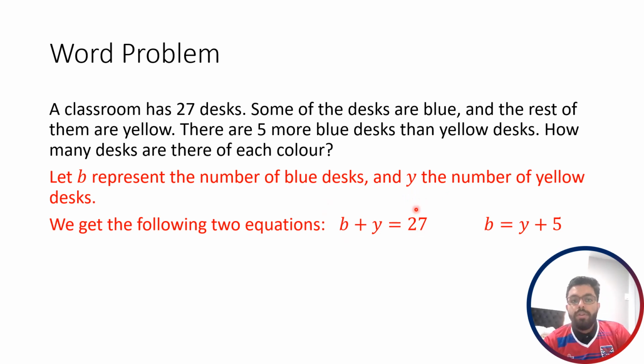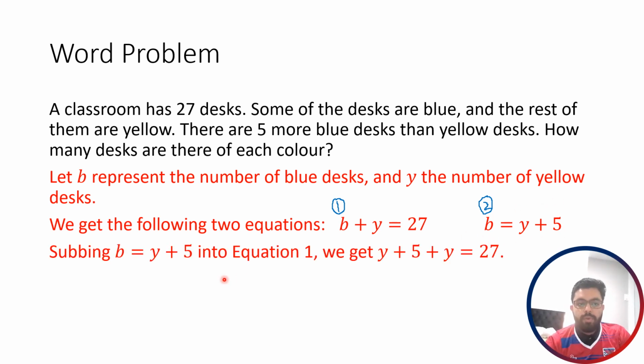And then we also know that there are 5 more blue desks than yellow desks. So I said that what that's telling us is however many yellow desks there are, the number of blue desks is going to be 5 more than that. So that's our second equation here. So from these two equations, we can call these equation 1 and equation 2. And we can see that in equation 2, we've already isolated B, right? Just by the way that the equation is written down, B has already been isolated. So we're going to take that.